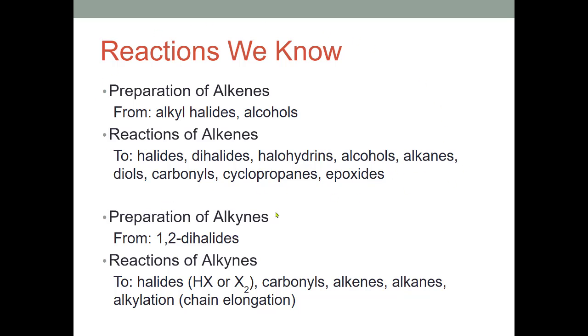Here in Chapter 9, we talked about how we can make alkynes in a very similar method, but from a 1,2-dihalide, a vicinal dihalide. And then we can react those alkynes, again, to halides in different ways, carbonyls by hydration and tautomerization, alkenes by partial reduction, alkanes by complete reduction, and alkylation, or chain elongation, using that alkyne anion setup.